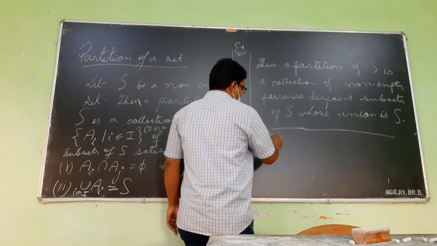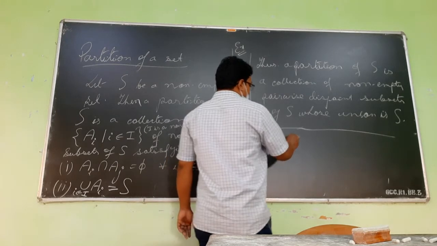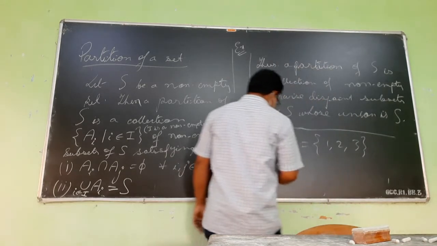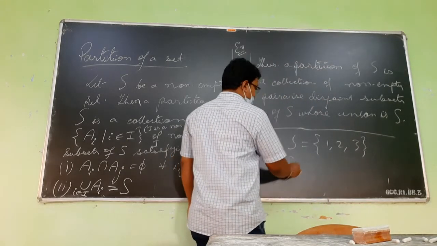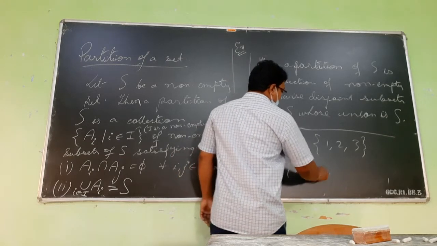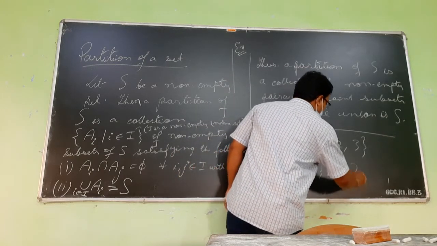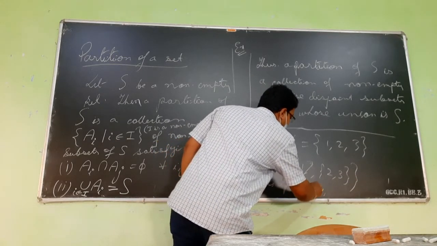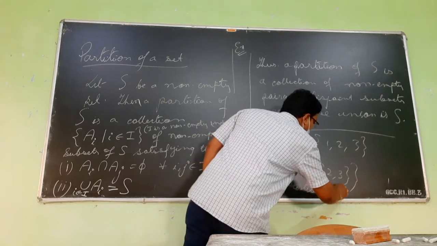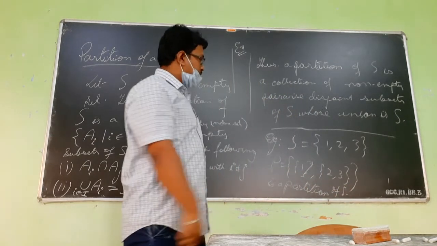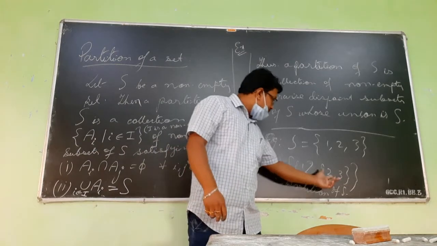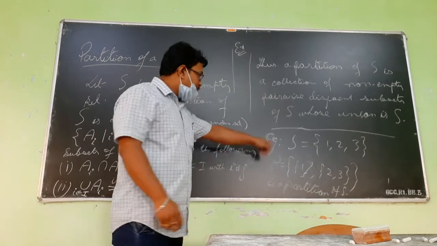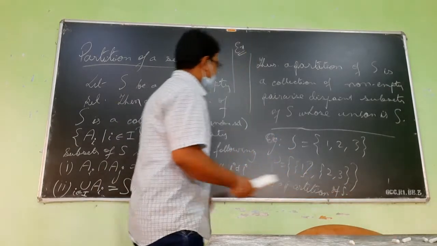So for example, we have seen earlier also. Suppose S is the set {1, 2, 3}, and you take P equal to, say, {1} and {2, 3}. This is a partition of S. So this one is non-empty, right? And their intersection is empty, and their union is the whole set. So this is a partition.